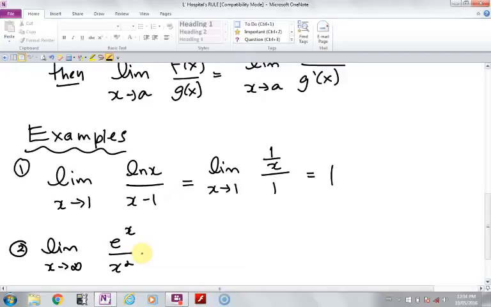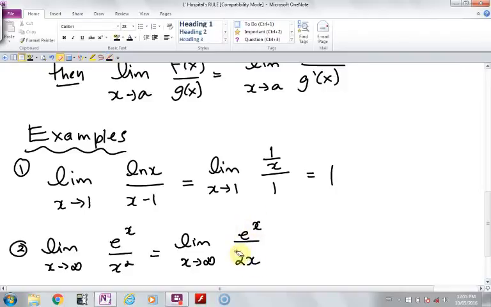So what we want to do is take the derivative of the top and the bottom. So what is the derivative of e to the x? E to the x. And the derivative of x squared? 2x. Okay? But again, we have infinity over infinity. So what can we do? Do it again. Derivative of e to the x is e to the x. Derivative of 2x is 2.